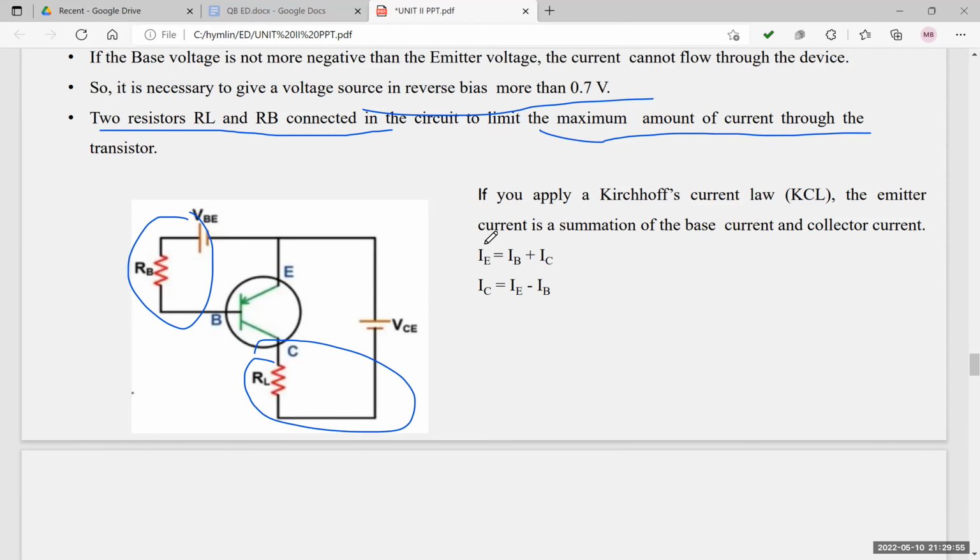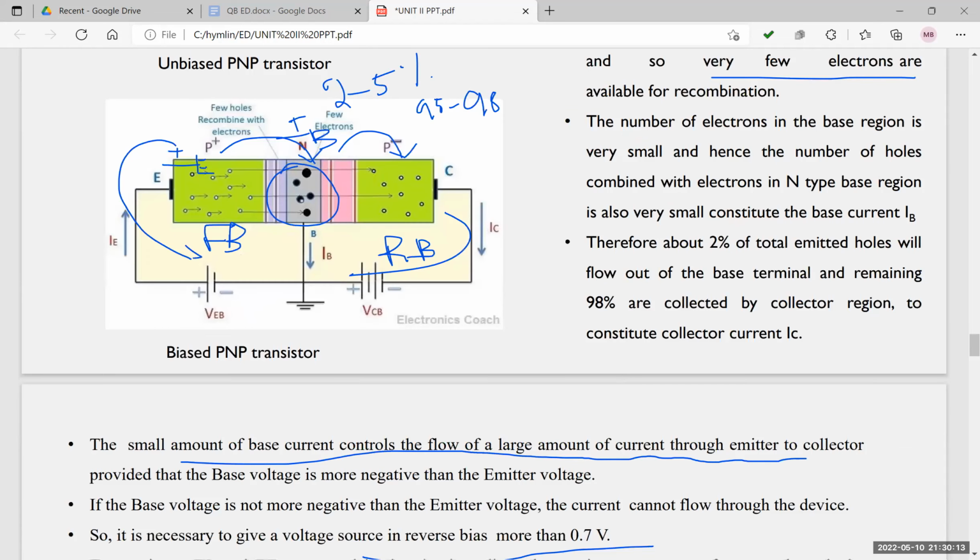As we have discussed, the emitter current will be the sum of the base and collector currents, and your output current IC will be nothing but IE minus IB. That is according to Kirchhoff's current law. So that is your operation. The operation will be similar to your NPN transistor.